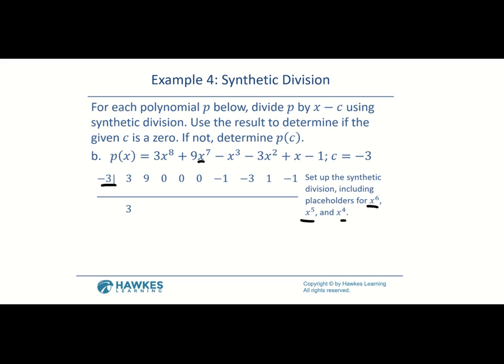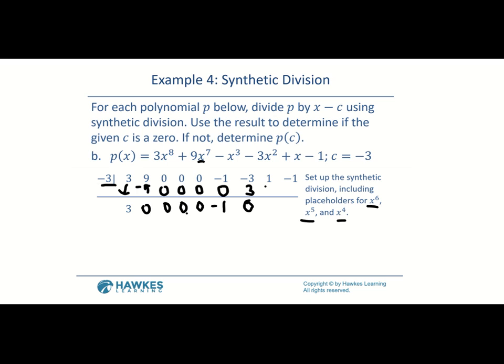Bring down that 3. All right, now, negative 3 times 3, negative 9. So when you add those together, you get a 0. Negative 3 times 0 is 0. 0 plus 0 is 0. 0 times negative 3 is 0. 0 plus 0 is 0. Negative 3 times 0 is another 0. We'll get a 0 there. Negative 3 times 0 is 0. Negative 1 plus 0 is negative 1. And then negative 3 times negative 1 gives us a positive 3. So that would be a 0 when we add it.